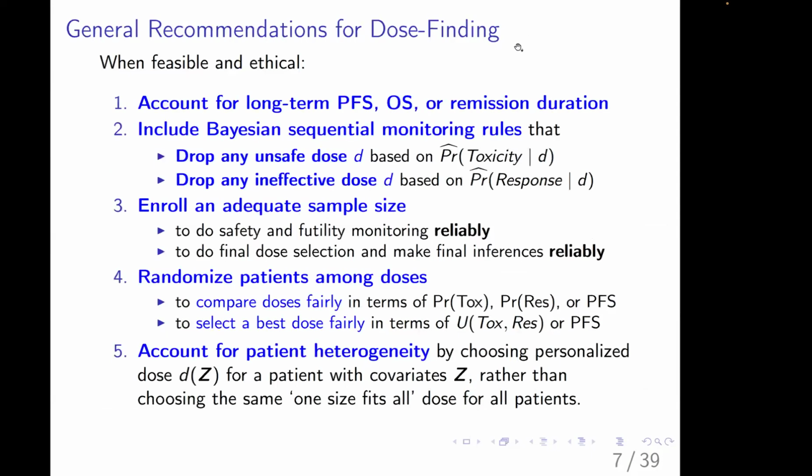So here are some general recommendations. When it is both feasible and ethical, account for long-term progression-free survival or overall survival or remission duration.